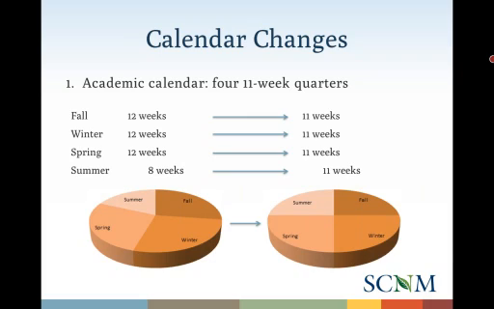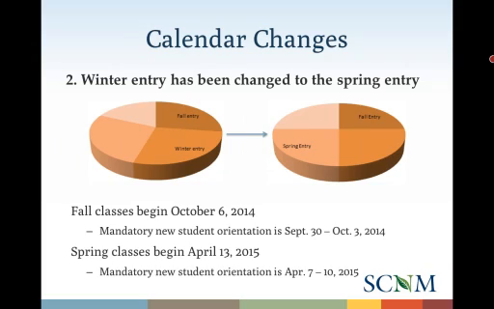One of the first and probably the biggest change isn't just to the curriculum, but to the overall calendar. Our academic calendar will now have four 11-week quarters. You can see here in the graphic that currently we're working on a 12, 12, 12, and 8-week quarter system, but we will be switching to four 11s. I put the graphic on here so you can see that the pie chart is poorly distributed in terms of the number of weeks in each quarter. But in the coming curriculum, you can see that every quarter is evenly distributed.